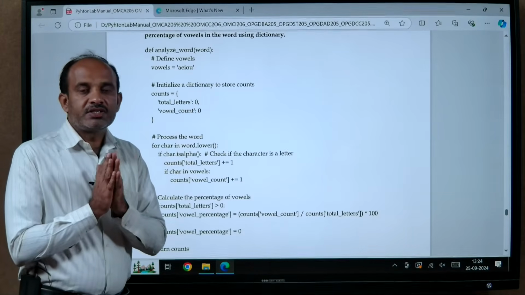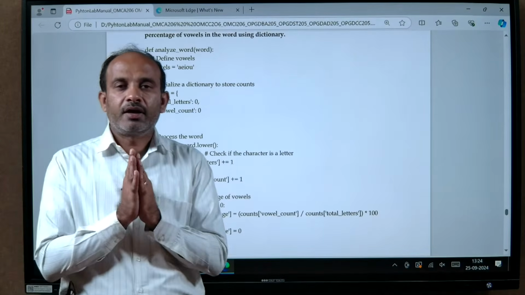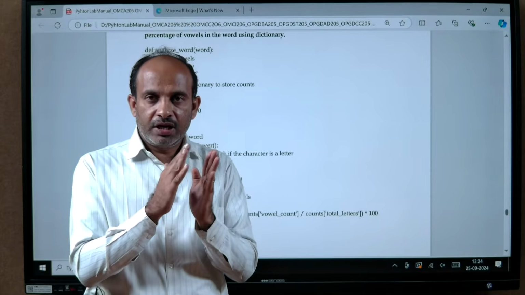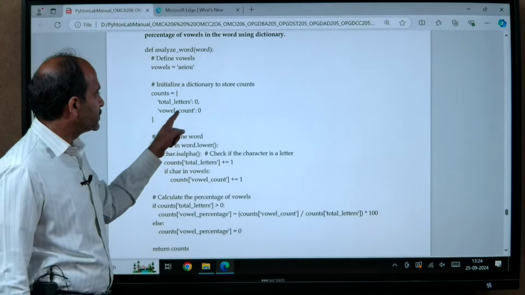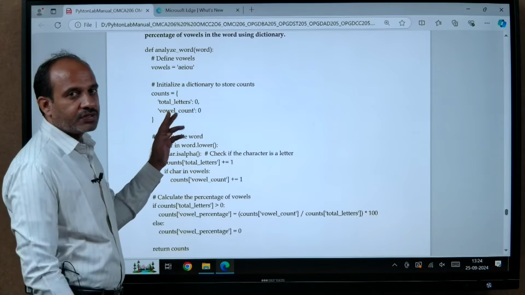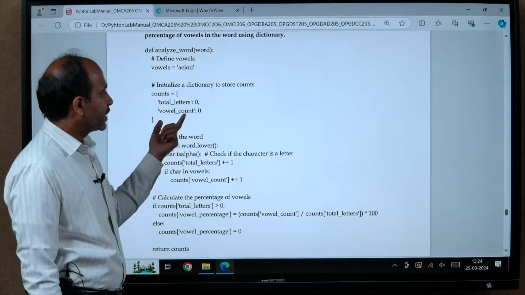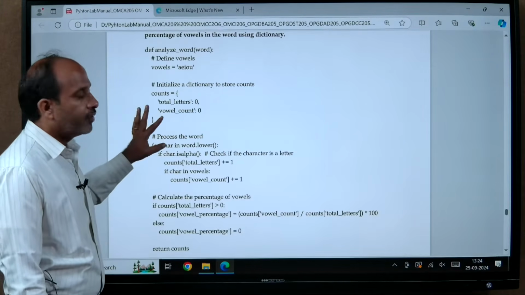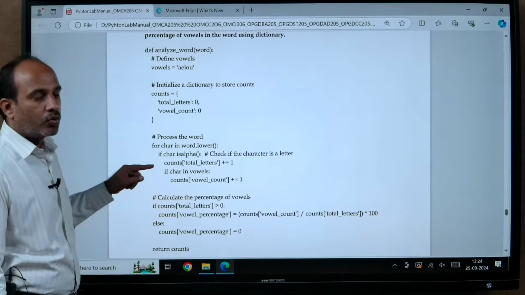A dictionary always means a key-value pair combination. There is a colon that separates the key and value, it differentiates. This is a colon in between, right side of the colon is value, left side of the colon is key. This is the first element. Second element is vowel count, again colon 0. So now initially both vowel count and total count are 0.